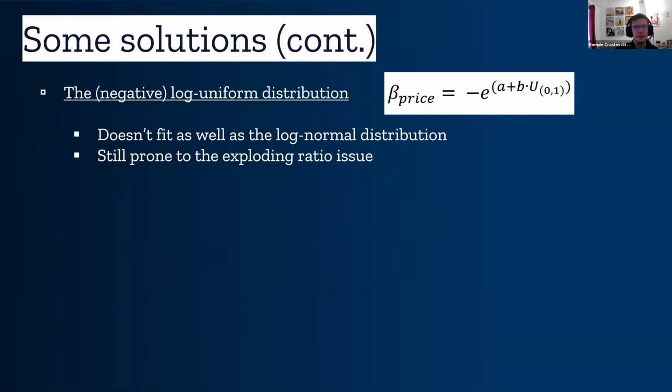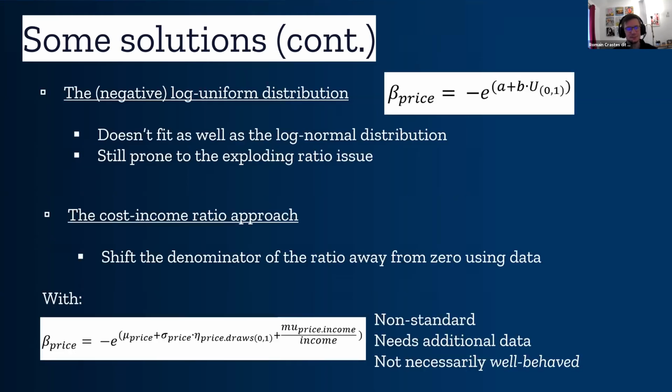But you could also, instead of using a negative log normal distribution for the cost, use a negative log uniform distribution. This is suggested by Hess et al. But at least in non-market valuation, and we're going to see this in a second, it doesn't fit as well as the log normal distribution. So the fit of the model is not as good. And this is still prone to the exploding ratio issue, because this distribution doesn't have such a big point mass at zero, but it still has a point mass near zero, okay?